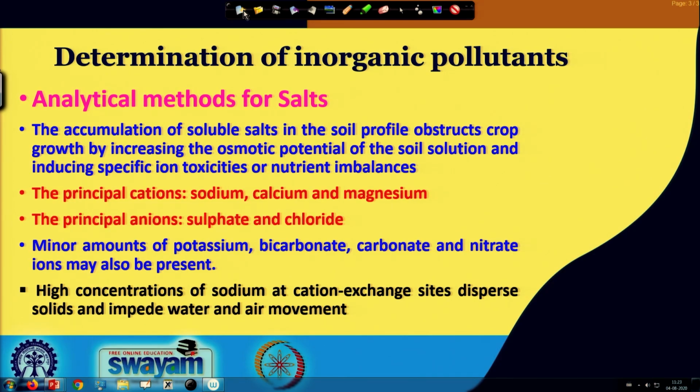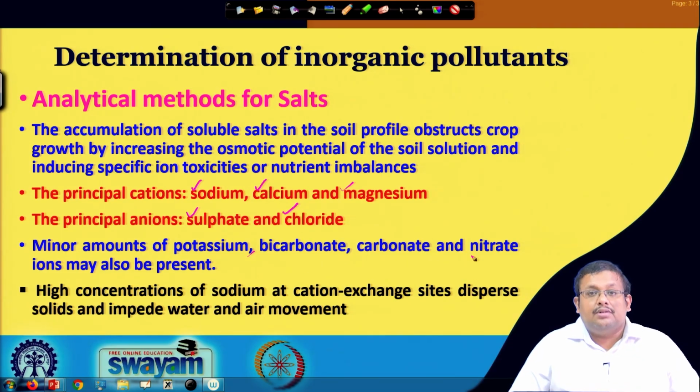Now, you know that accumulation of soluble salts in soil profile obstructs crop growth by increasing the osmotic potential of the soil solution and inducing specific ion toxicities of nutrient imbalance. So, the soils which show high salinity are not suitable for plant growth. And there are several salts which are mainly responsible for salinity, but the principal cations are basically sodium and then calcium and also magnesium. And as far as the principal anions are concerned, they are mainly sulfates and chlorides. Apart from that, some minor amounts of potassium, bicarbonates, carbonates and nitrates ion also may be present.